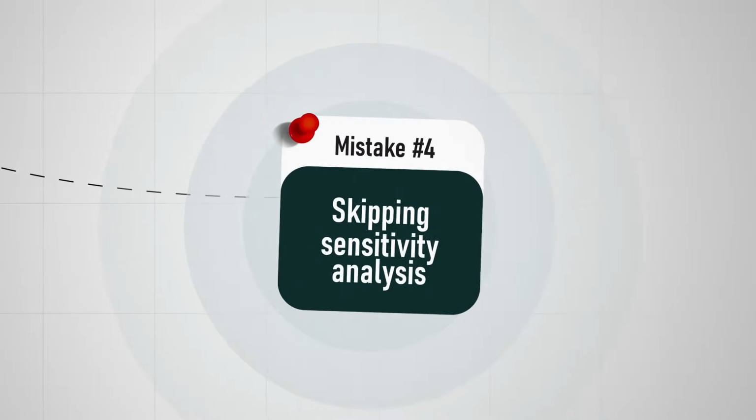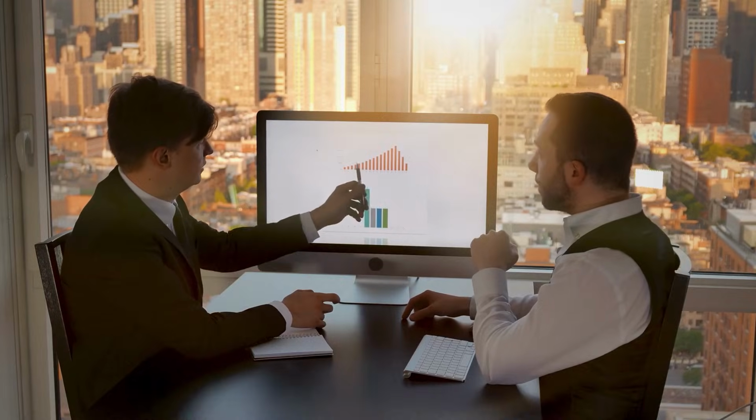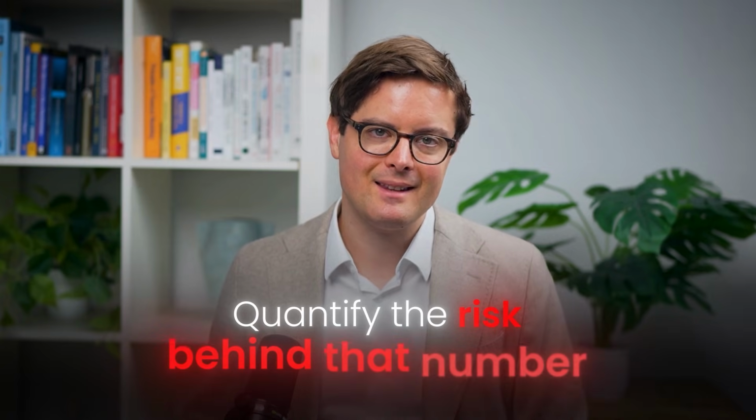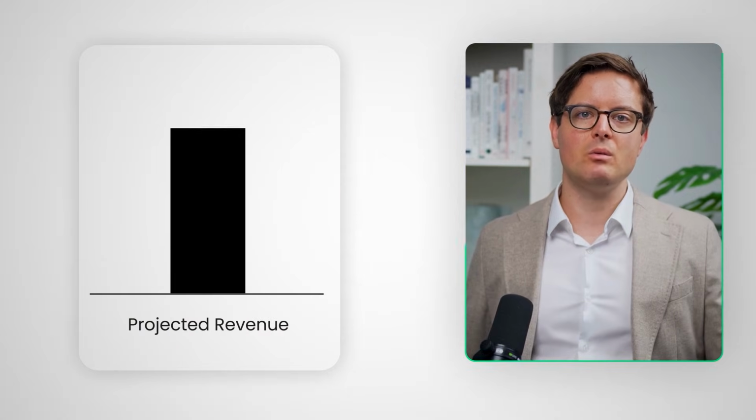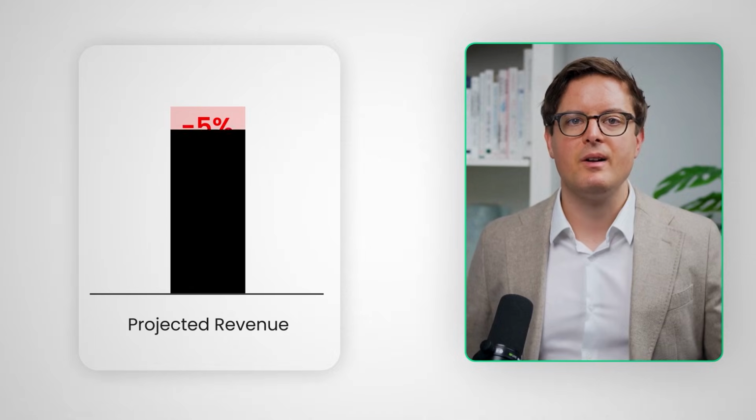This connects directly to what we just talked about. Once you've isolated your key assumptions, you need to test them. You see, your job as an FP&A professional isn't just to provide a number. It's to quantify the risk behind that number. Sensitivity analysis shows you which inputs have the biggest impact on your model. Let me give you an example. Let's say you reduce your projected revenue by just 5%.